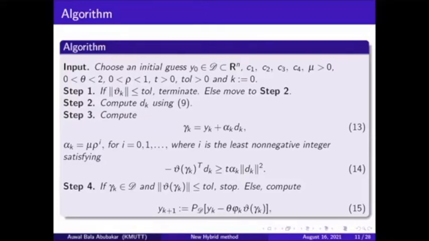In step 2, we compute the direction using 9. We compute a trial point using 13, where alpha k is defined as mu rho to the power of i, where i is the least non-negative integer satisfying 14, which is the line search. Then we check this condition on gamma k. If the condition is satisfied, we stop. Else, we compute the next point using the projection strategy, which was already mentioned in the previous talk, and in many talks we have also mentioned it.